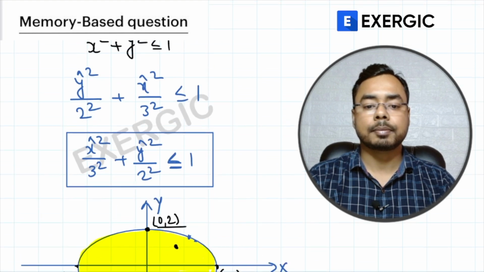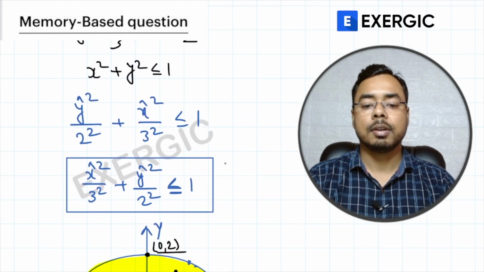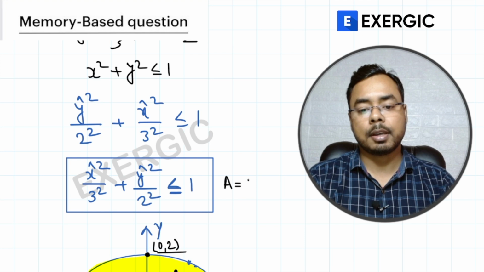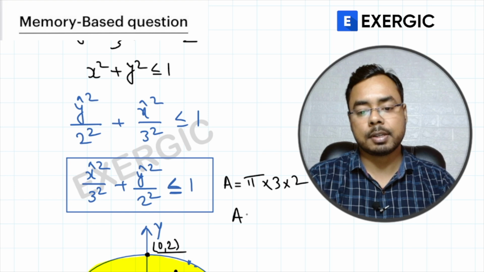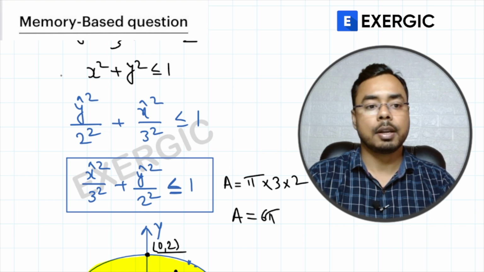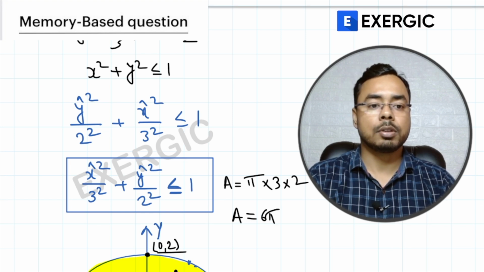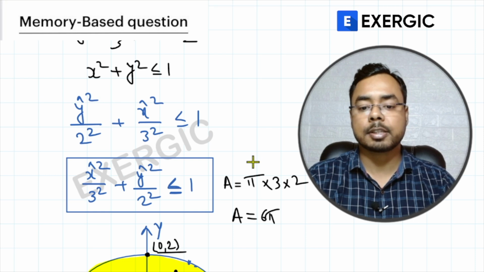So here, this is the ellipse that we have, and the area of this ellipse will be nothing but pi, where a is 3 and b is 2. So the area of this ellipse will be 6 pi, right? So this will be the answer to this problem. The area of this ellipse will be 6 pi.